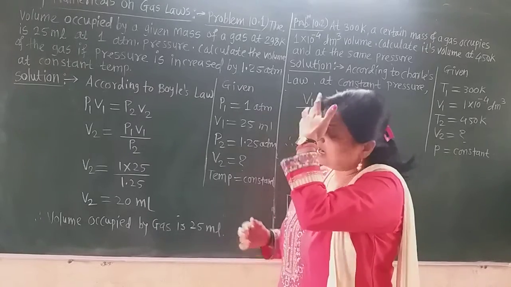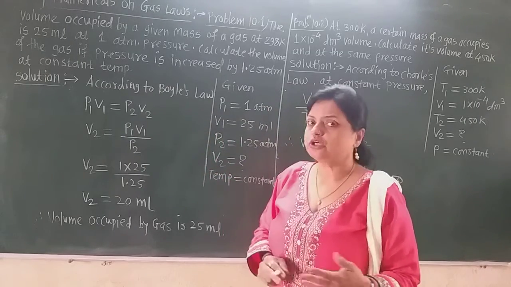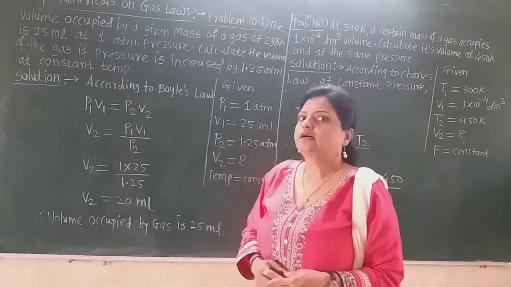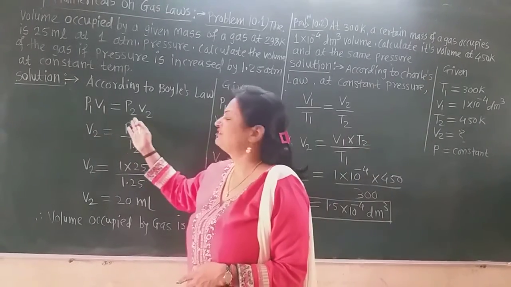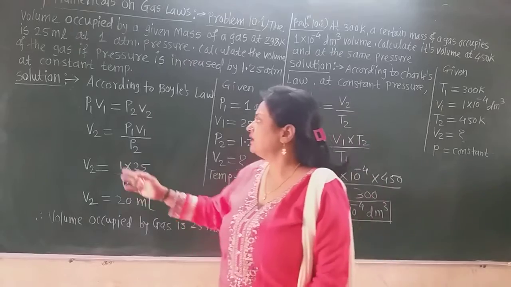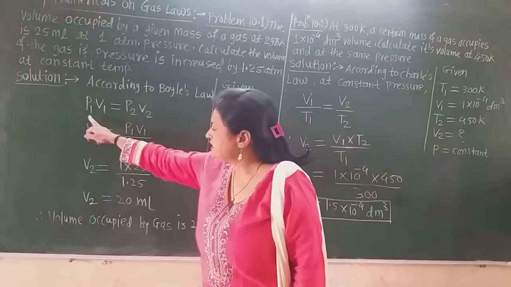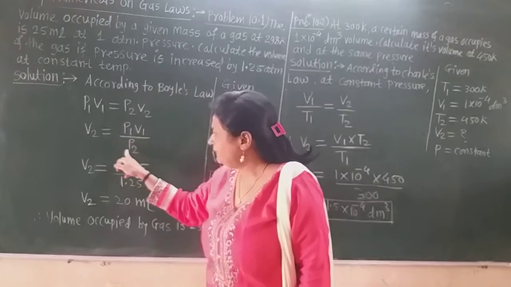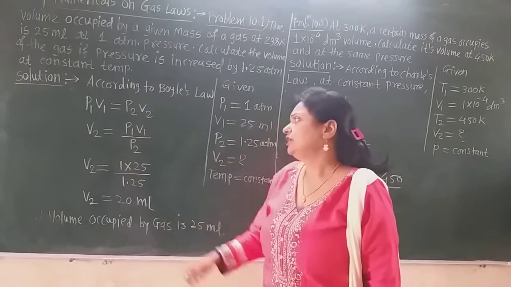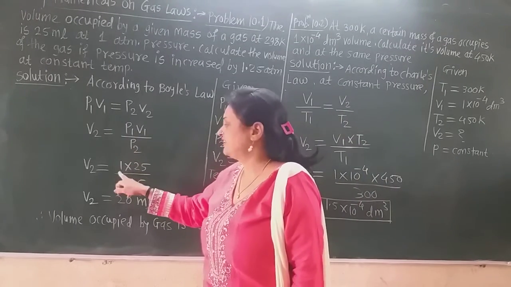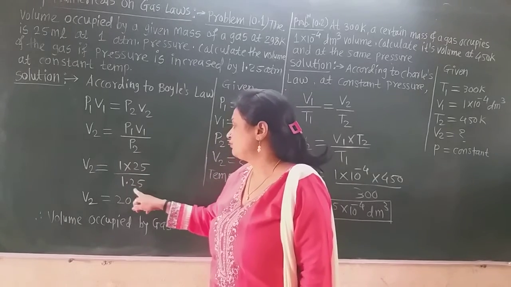Now how do we solve that problem? According to Boyle's law, the mathematical expression is P1 V1 is equal to P2 V2. Here we have to calculate V2, so V2 is equal to P1 V1 divided by P2. Now substitute the values: pressure 1 atmosphere, volume V1 25 ml, and pressure P2 1.25.